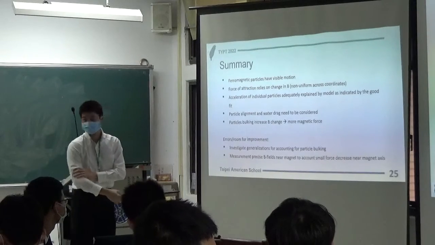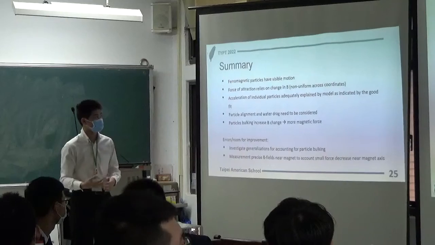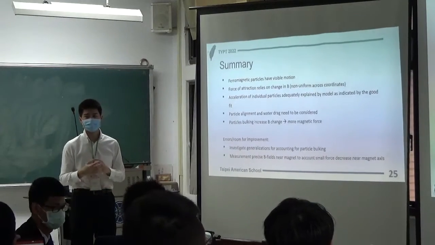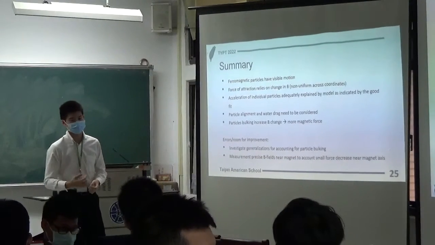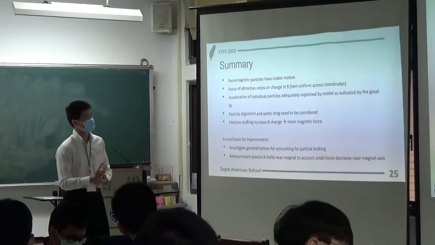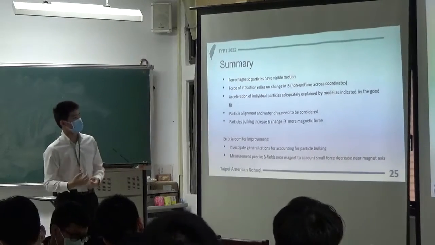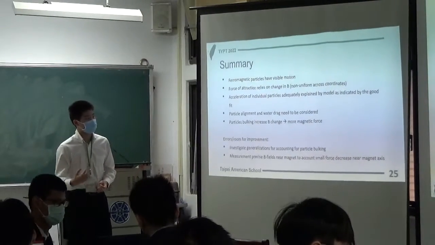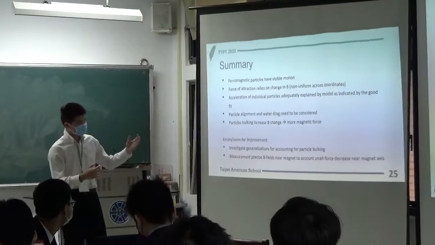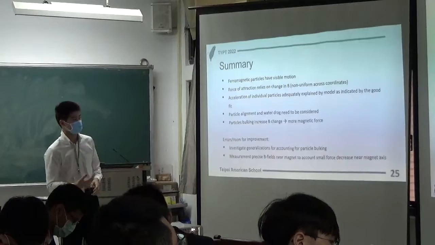Okay, and then in conclusion, ferromagnetic materials have a visible motion, while paramagnetic and diamagnetic materials do not have visible motion because of their intrinsic properties. Also, the force of attraction relies on the change in B, meaning its non-uniformity. And the acceleration of each individual particle, as you can see in our graphs, the correlation fits really well. So we explain it really well.